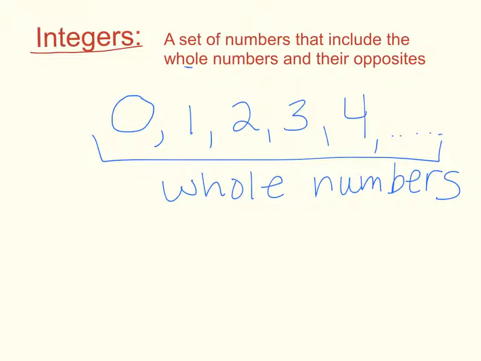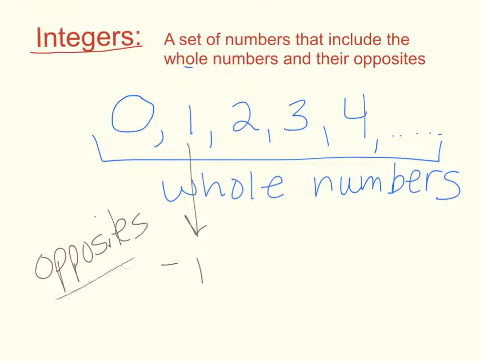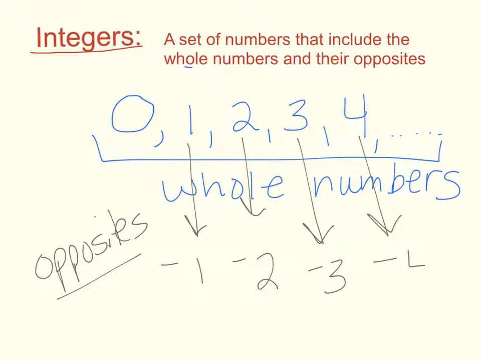So the opposite of 1 is negative 1. Okay, so let's just put a thing here that says these are opposites. The opposite of 2 is negative 2. The opposite of 3 is negative 3. The opposite of 4 is negative 4. And we would keep going.